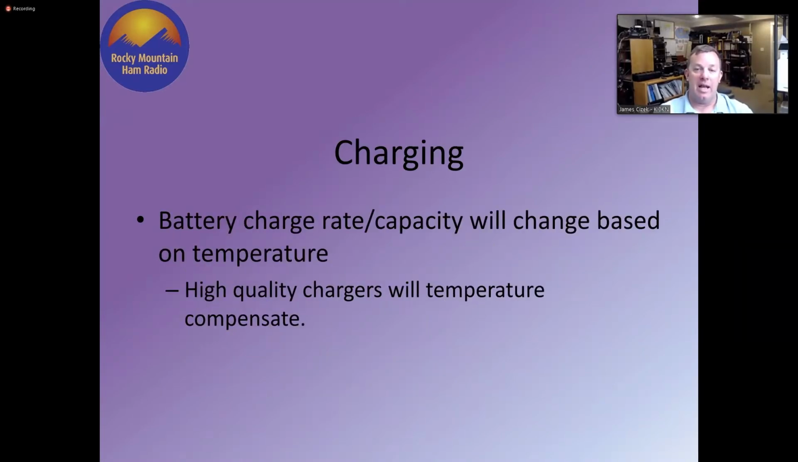Battery charge rate and the capacity will change with temperature. High quality chargers will temperature compensate. Really high quality chargers have a temperature probe that you can stick on the battery and it will read the actual battery's temperature itself. Although, to be honest with you, for the batteries that we use, the internally compensated ones are plenty good enough.